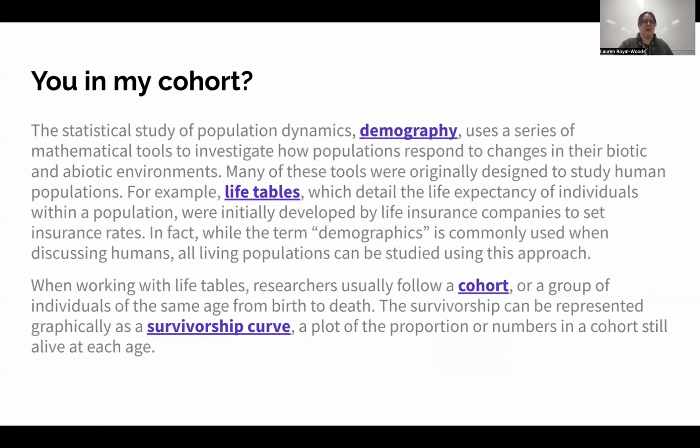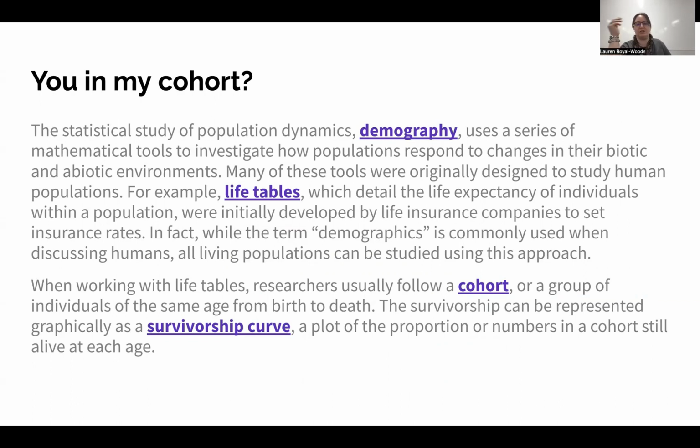All right, so the statistical study of population dynamics is called demography. And you've probably heard this word before in talking about the demographics of this state or that state. It's something we use in politics just as much as in biology and other sciences. It uses a series of mathematical tools to investigate how populations respond to changes in their biotic or abiotic environments. Remember, biotic means living, abiotic means not living.